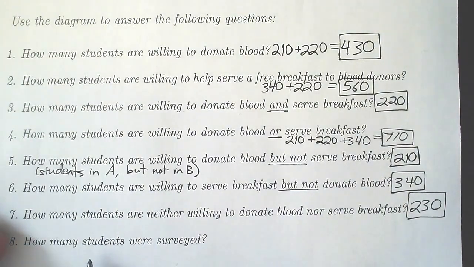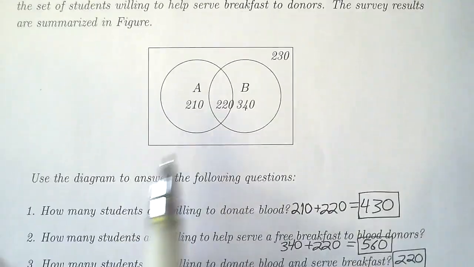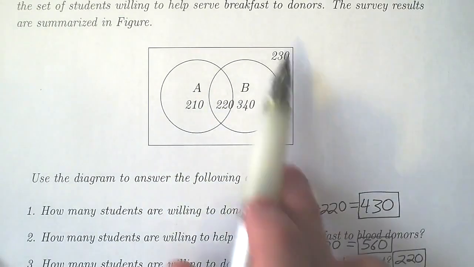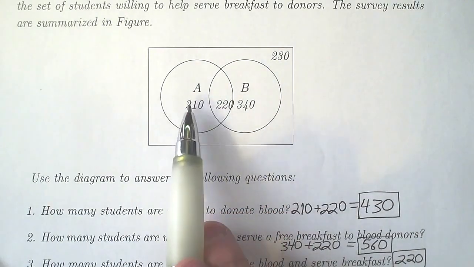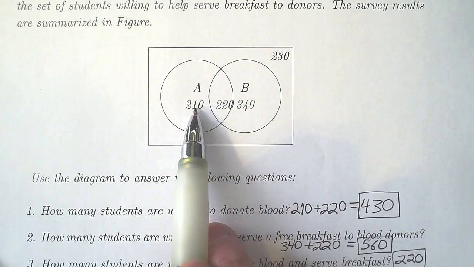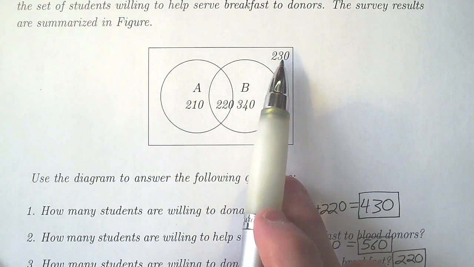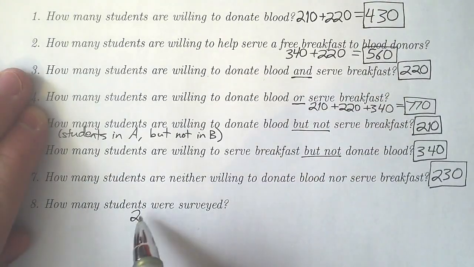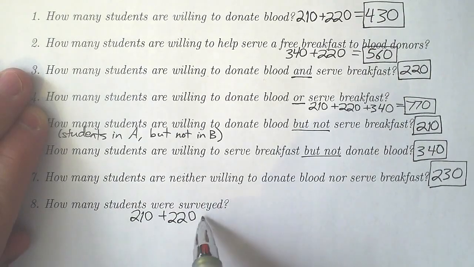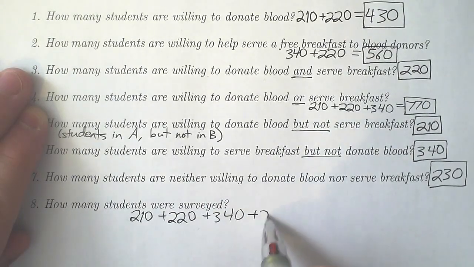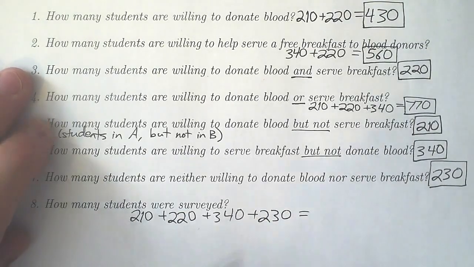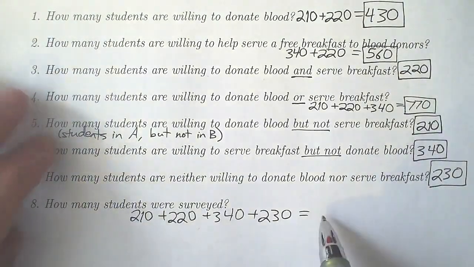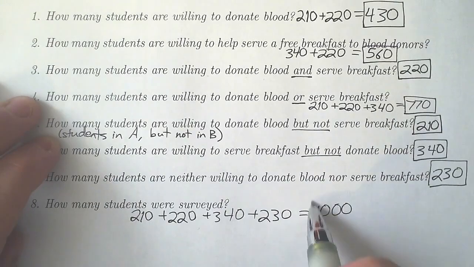Finally, how many students were surveyed? How many students overall? You could look back at the problem and say, wait a second, they didn't really tell us that, did they? But it's in the diagram, because every student is accounted for somewhere in these 4 numbers. A student either gets put into one of these categories or they're in the outside category. So it's the 210, let me write it down here, 210 plus the 220 plus the 340 plus the 230. That's everybody. Everybody is in one of those categories. And if you add that up with the calculator, you get 1,000.